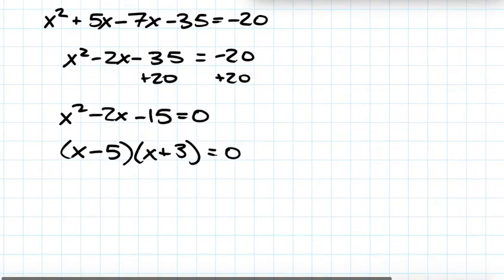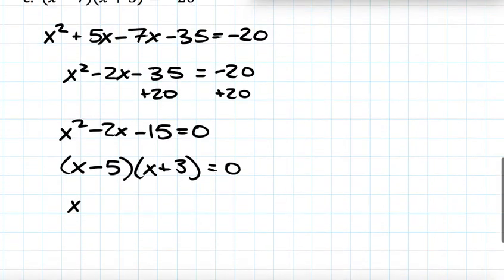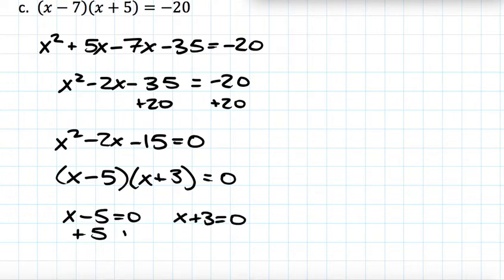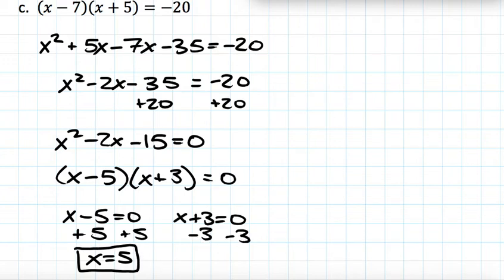Now I'm going to set each of these factors equal to 0, and solve each equation. So that gives me x equals 5. And the second one is going to give me x equals negative 3. So I would type 5 comma negative 3 or negative 3 comma 5 in for the answer.